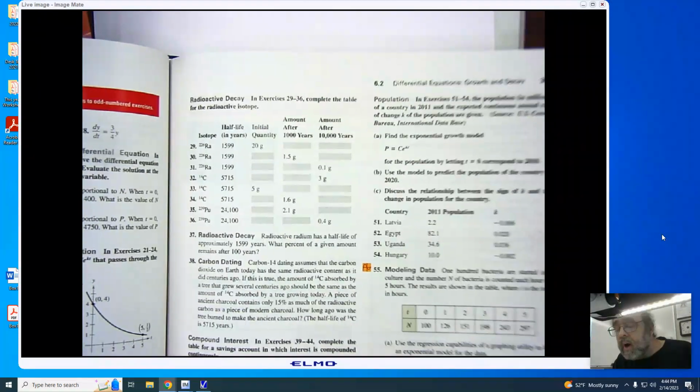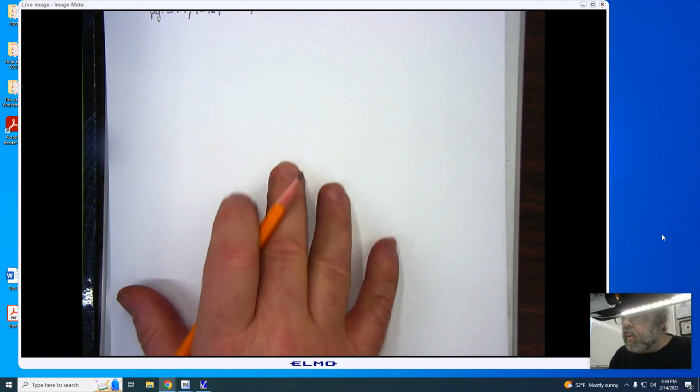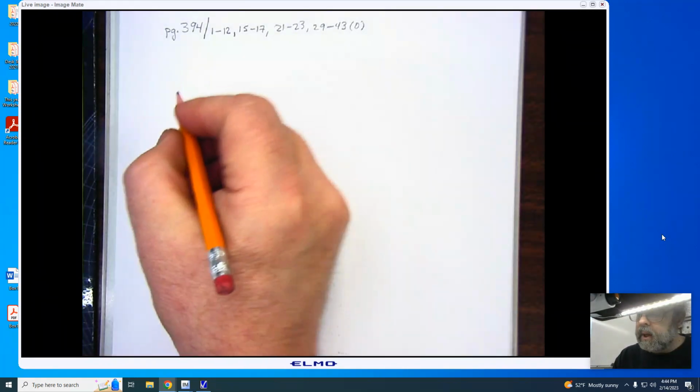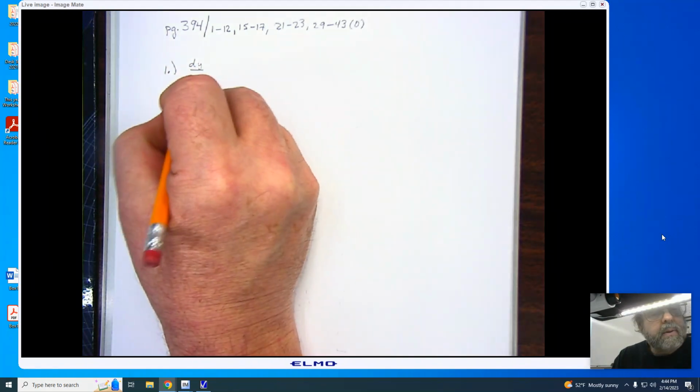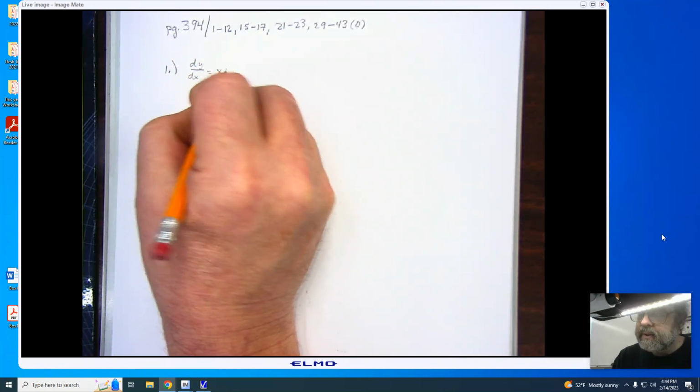Now, I'm not entirely sure how many of these we'll be able to get done, but we're going to do our best. All right, so we're starting with number 1 through 12. And I'm going to start with number 1 being dy/dx equals x plus 3.